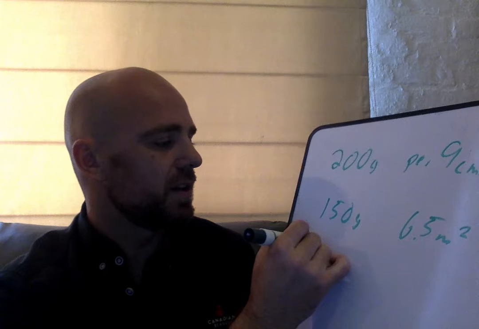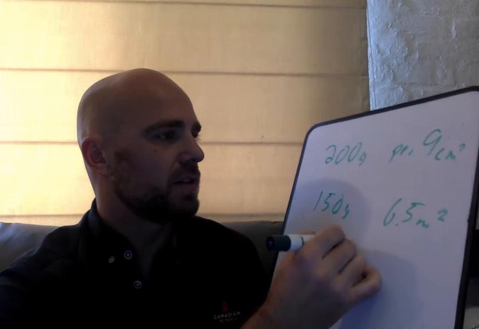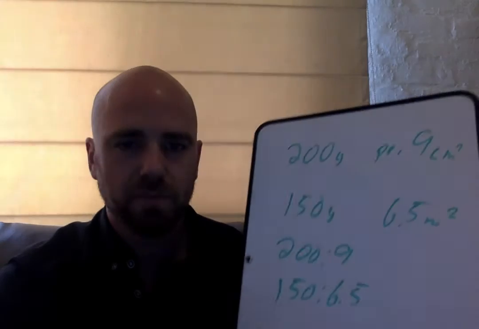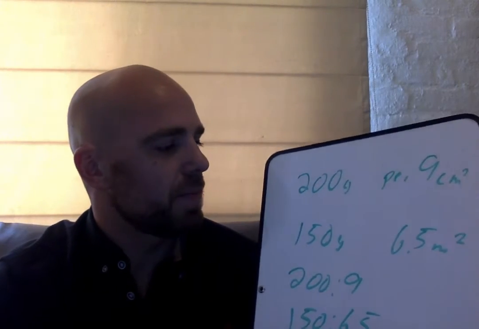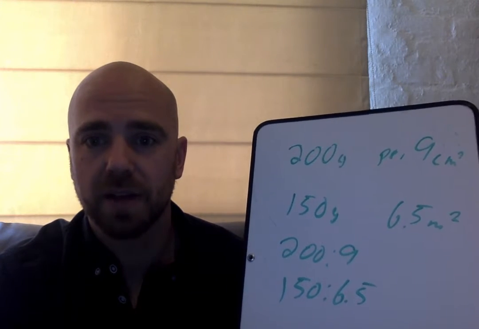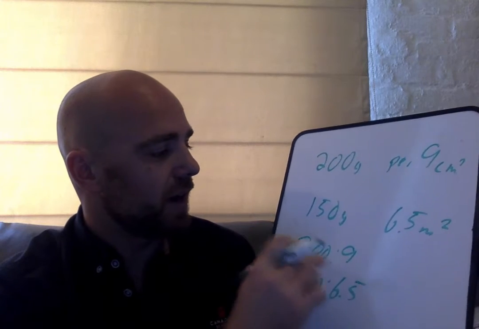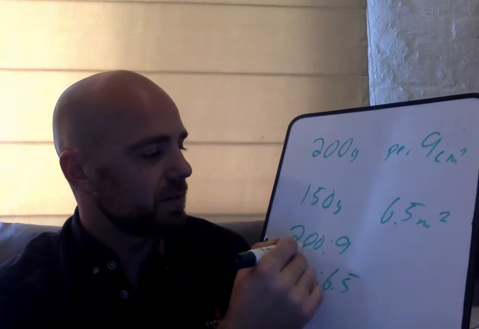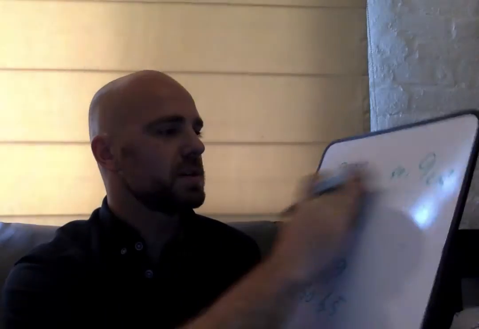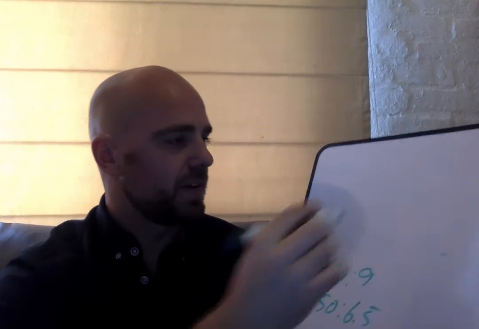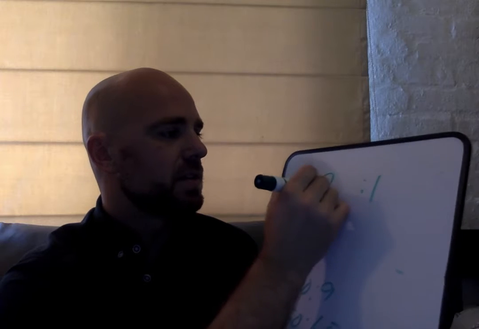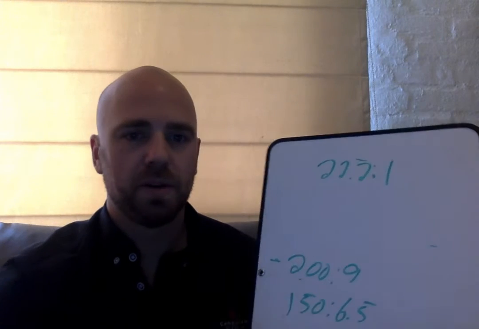If I put them into a ratio, I've got 200 to 9 and 150 to 6.5. These are my options. What I could try to say is how much seed do I need for 1 square meter of grass? That might be an easy way to do it. So I'm going to divide both of these by 9. I'm going to divide the 200 by 9 to have 1 square meter of grass. 200 divided by 9 is 22.2 repeated.